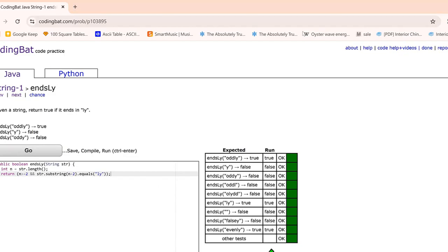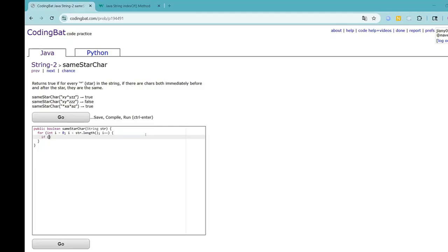Next one, go back to, let me see, one moment, the endsWith problem. Okay, this one actually, there's a function called endsWith. Go back to Jiang. That one you can just do return str.endsWith ly, that will solve the problem.